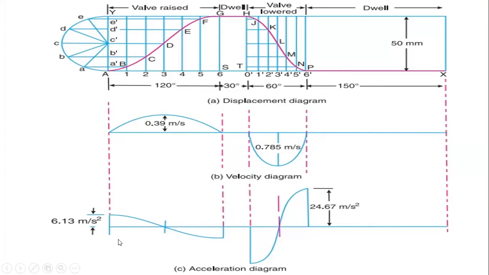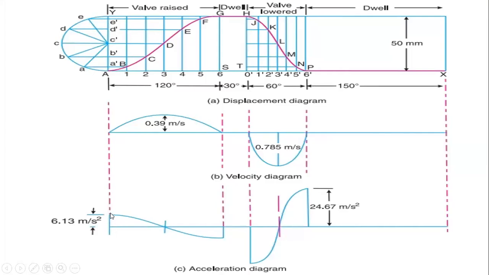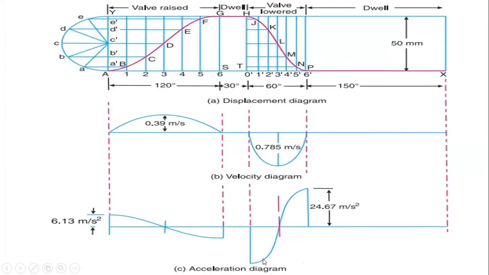Next, for the acceleration diagram, take a line as the baseline. We have the acceleration of the outstroke as 6.13 meters per second square, so take the height as 6.13 in the outstroke period. Draw a half loop from the start to the center, and then a half loop to the other end. That is the procedure for drawing the acceleration diagram in simple harmonic motion. Next, the acceleration for the return stroke is obtained as 24.67 meters per second square. This is drawn like this, with the loop taken like this. The values are taken simply, not in a graphical or measurable scale. We have to draw in a simple manner, not in a scalable manner.